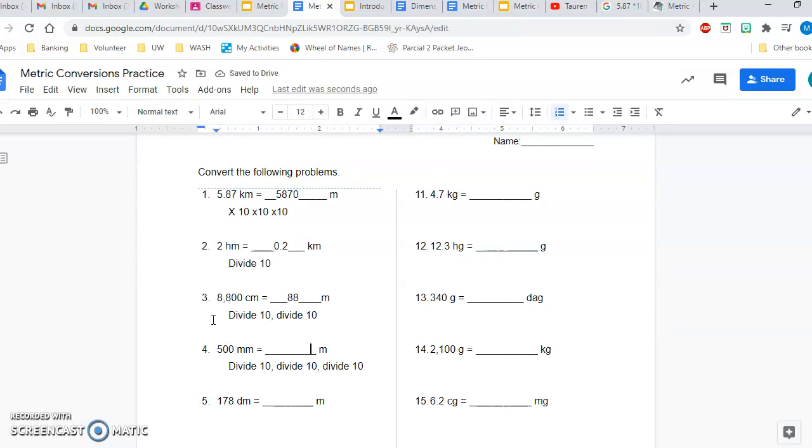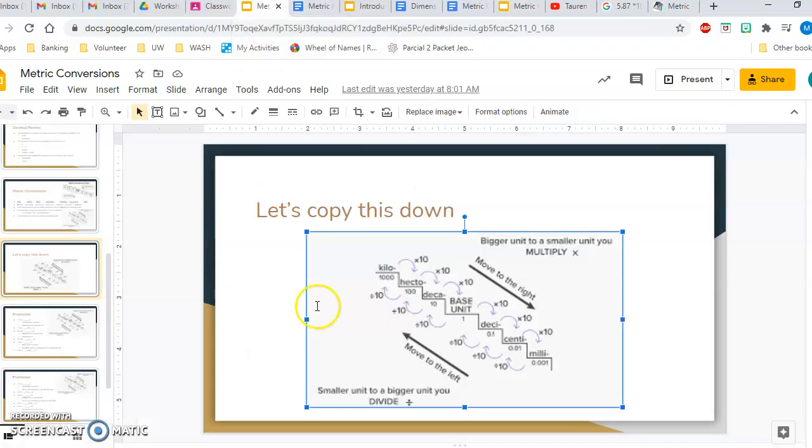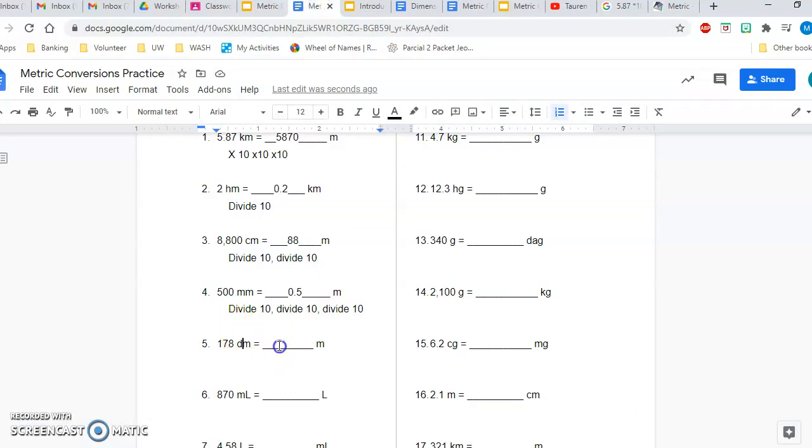So if we ended up dividing 3 times, this would actually be 0.5 meters. And let's do deci to meters. So deci is this one. So we're going to go from deci up to our base unit. So we're just dividing by 10 once. 178 divided by 10 is 17.8. Divide by 10.